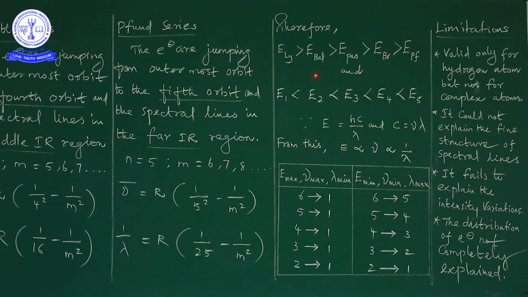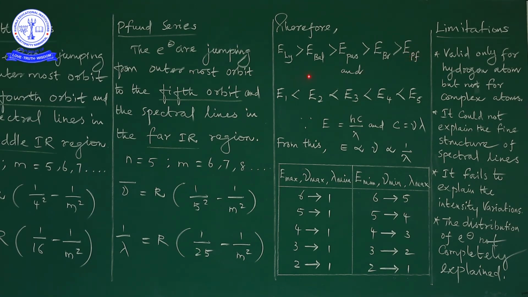So individually we have to express the energy of the series. The first is the energy of the Lyman series, the second is the energy of the Balmer series, the third is the energy of the Paschen series, the fourth is the energy of the Brackett series, and the fifth is the energy of the Pfund series.